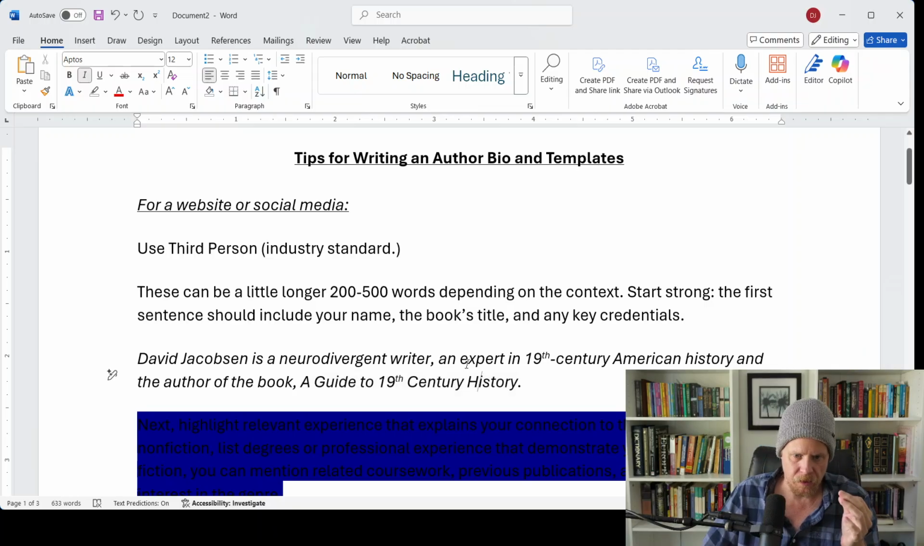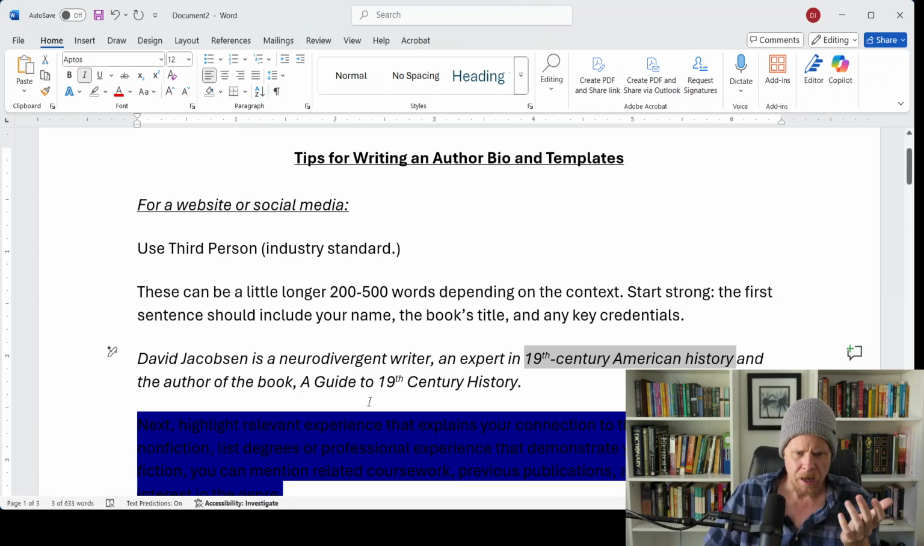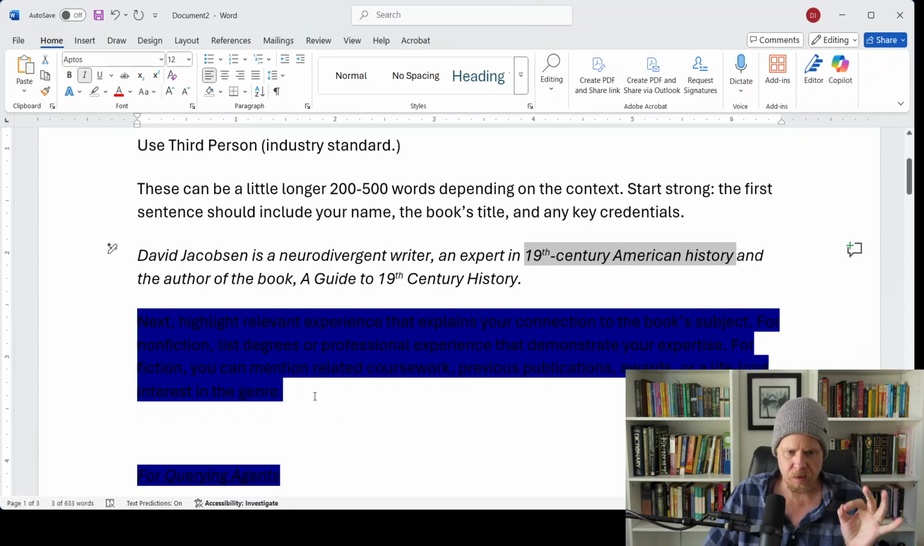So that's the idea here. You want to mention your name, the title of the book that you're promoting or talking about and that you wrote. If it's a notable book that a lot of people have heard of, you definitely want to mention that. And then obviously any kind of expertise or credentials that tie into that book, right? So this is a best case scenario.